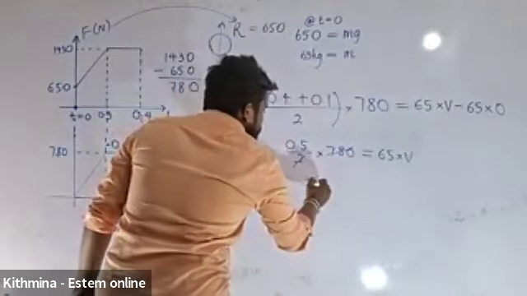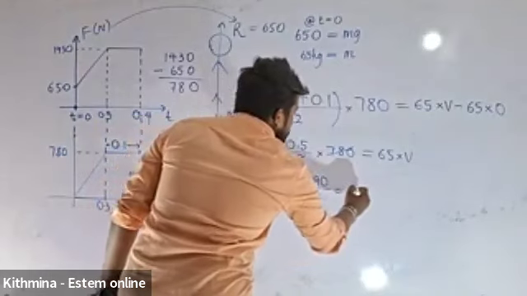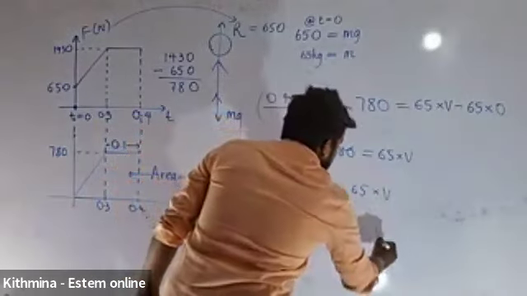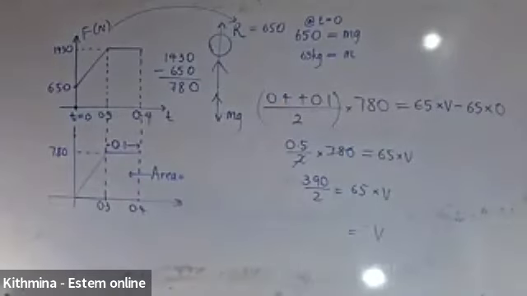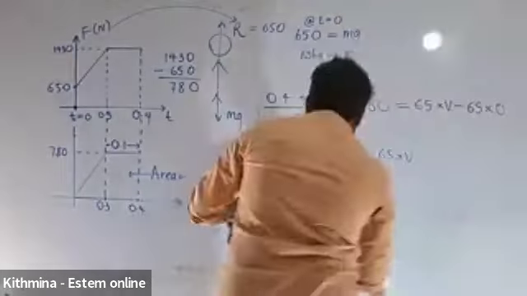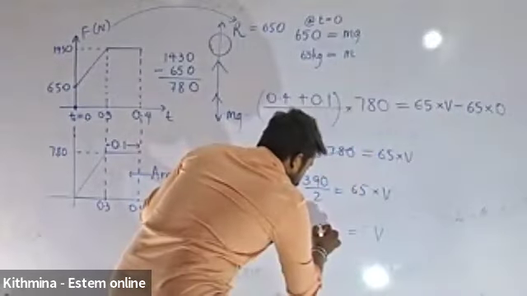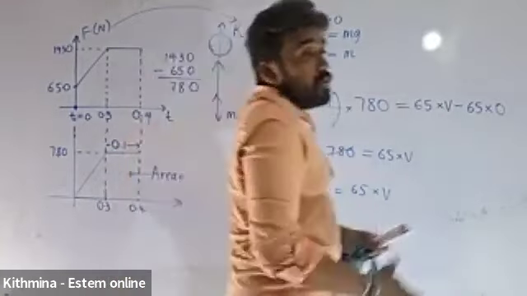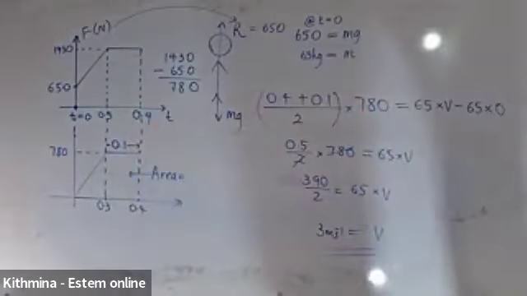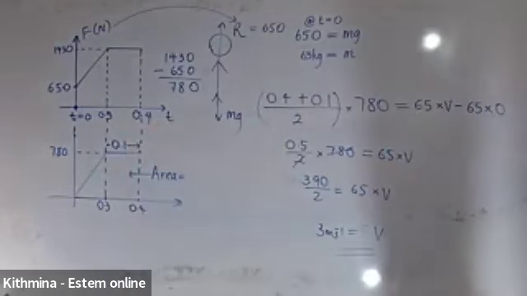0.5 is half now. 390 over 2 equals 65 into V. Then we can get V: 390 divided by 2, divided by 65. It is 3. V is 3 m s minus 1. That's the answer. Okay, get that.